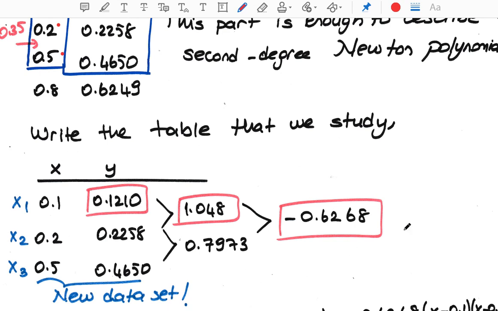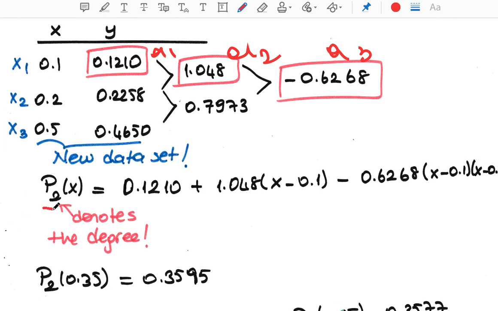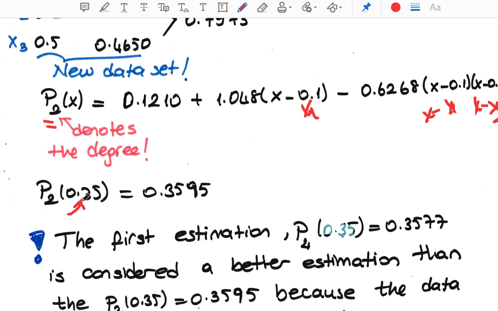After putting the table here, we have observed that this is my new A1, new A2, new A3. Do not confuse it with the previous one, because we completed the previous question and it's over. So now we are creating a new polynomial whose degree is 2. I'm writing the forward Newton divided difference interpolation here: x minus x1 times x minus x2. They are multiplied by each other, and in total I'm substituting 0.35 instead of x. So the answer is here.